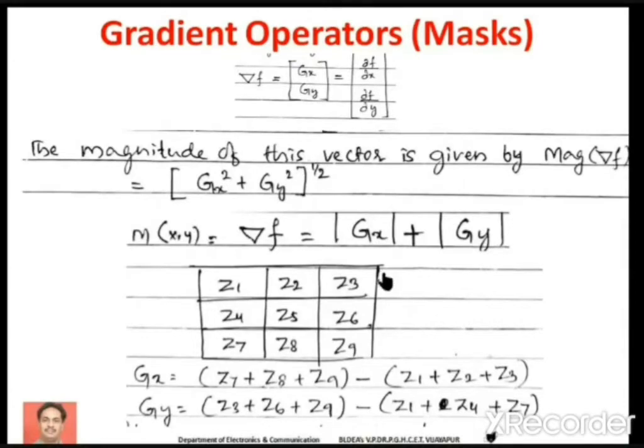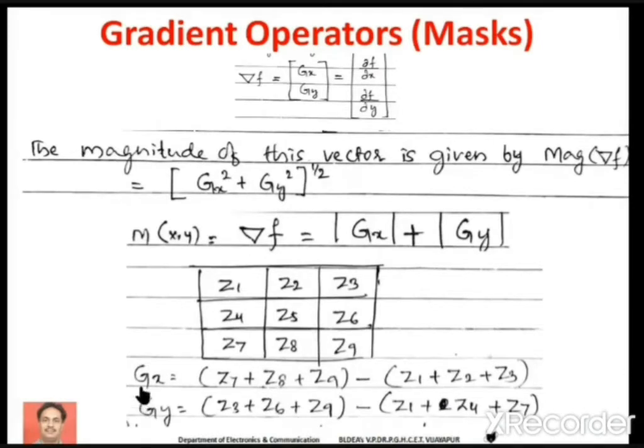Assume that you have an image whose pixels are represented as Z1, Z2, Z3, Z4, Z5 up to Z9, that is, a 3 by 3 set of pixels in the image. To compute the gradient along x direction, gx, we find the difference between the first row and third row. The gradient along y direction is the difference between the first column and the third column.